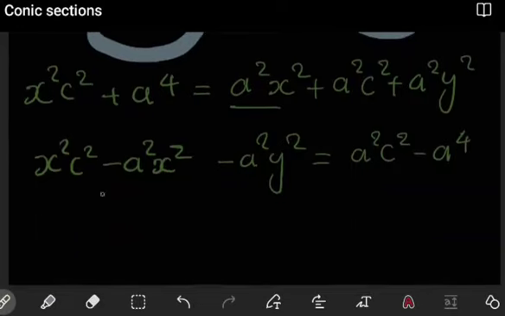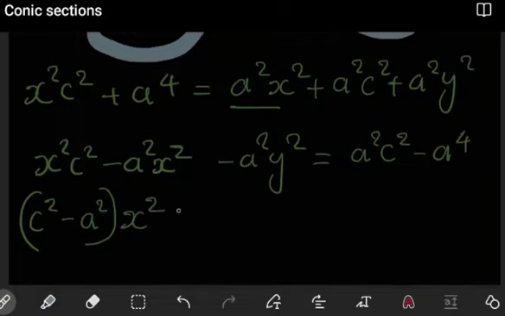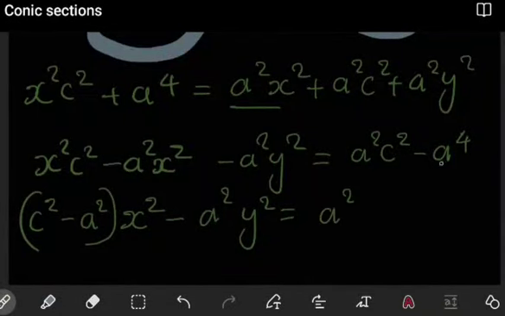So from this term, I can now easily factor out x squared here. I have c squared minus a squared, and then what will remain, the x squared goes out, then minus a squared y squared. And when I look at these, I can also factor out a squared from these terms, so I'll have a squared here, and what will remain there is just c squared minus a squared.